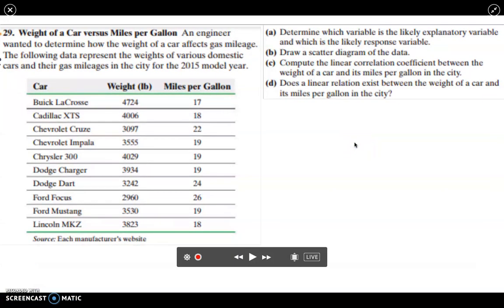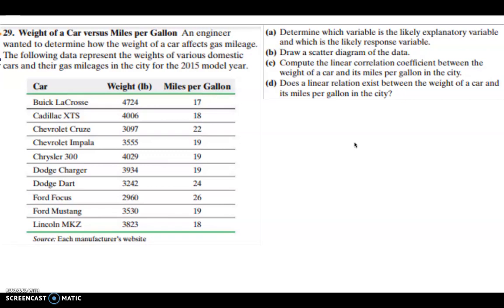Okay, this is part 2, section 4.1. We're looking at scatter diagrams and correlations. So we've got a data set here, the weight of a car versus miles per gallon. An engineer wanted to determine how the weight of a car affects miles per gallon.